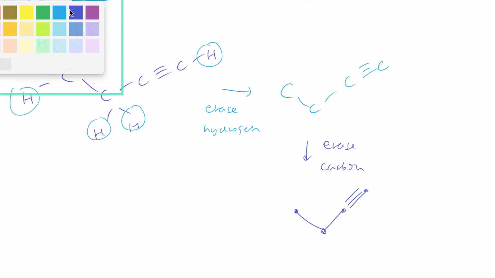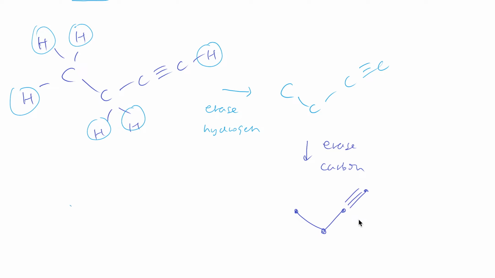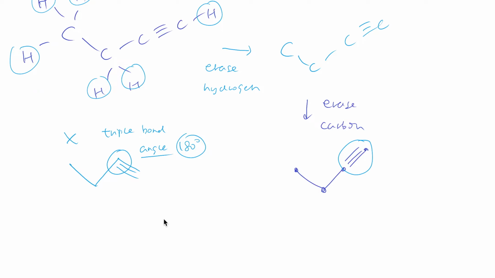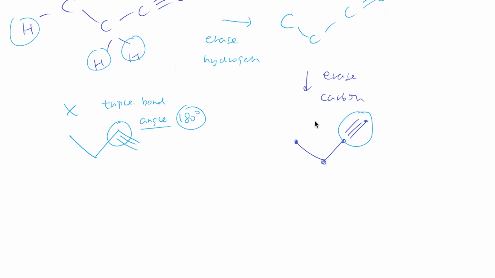Yeah, and then just several mistakes. First of all, you can't draw it like this. Because a triple bond is linear, you can't have this bond angle here. So this is wrong because a triple bond has no bond angle. The triple bond angle is 180 degrees, so you must draw it straight. You can't draw it like the single bond version. So that's the first thing.